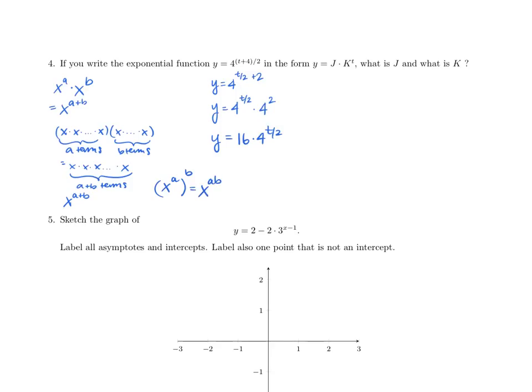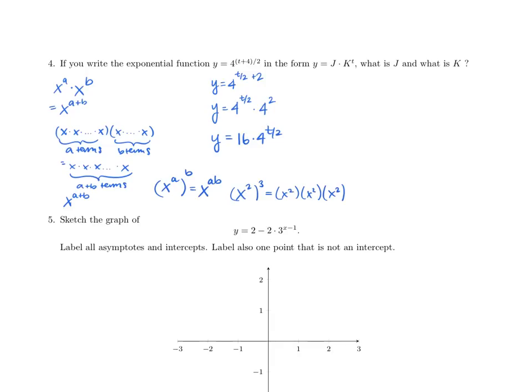It's kind of difficult to say that out loud. Why is that true? Let's think about what happens when you have x squared and you cube that. That's the equivalent of taking x squared and multiplying it by x squared and multiplying it by x squared. Cool? Everyone agree with that?